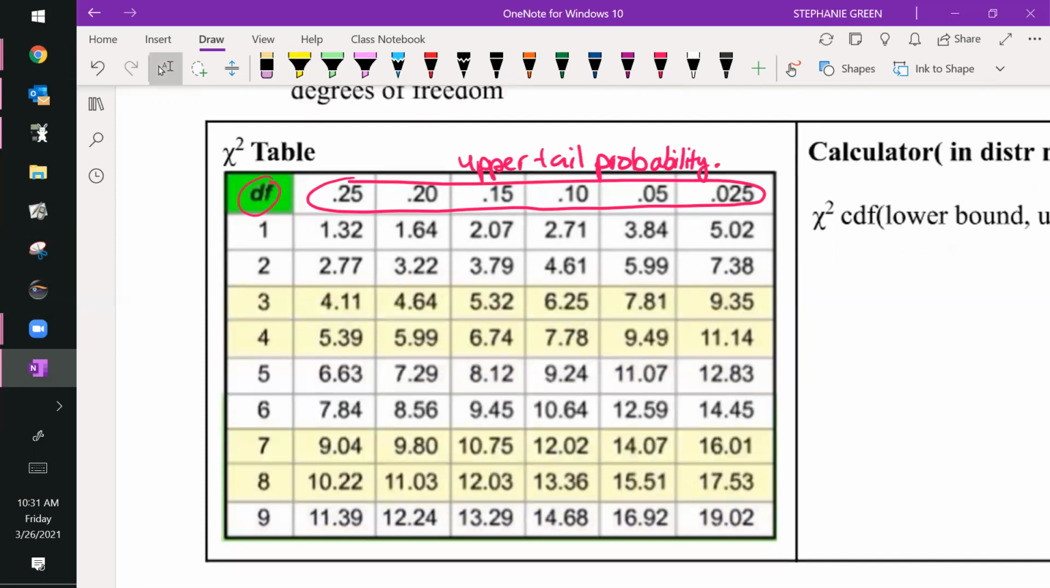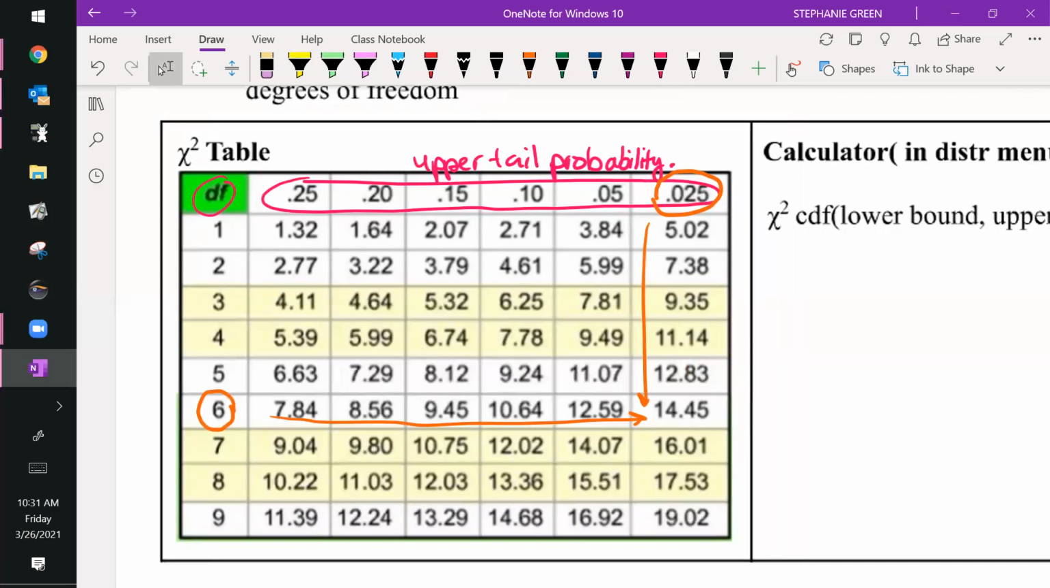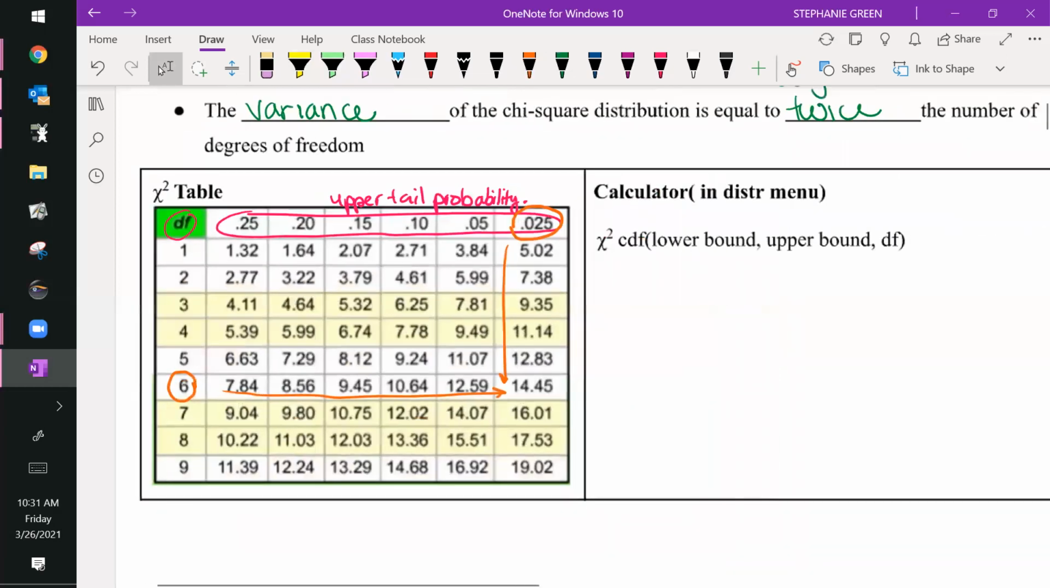Okay, so if I was doing a confidence interval, maybe I was doing a 95% confidence interval, that would mean that I would want my upper tail to be 0.025, right? Half of 0.05. And maybe the number of possible outcomes was 7. So I would want degrees of freedom 7 minus 1, 6. That means the chi-square statistic we're going to use is, follow them over and down, and we get 14.45 for our chi-square statistic.